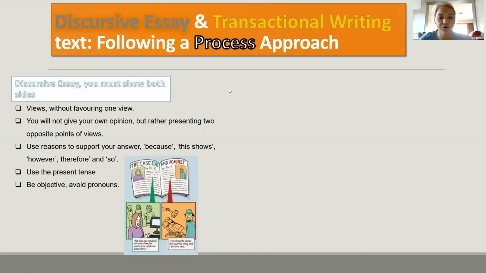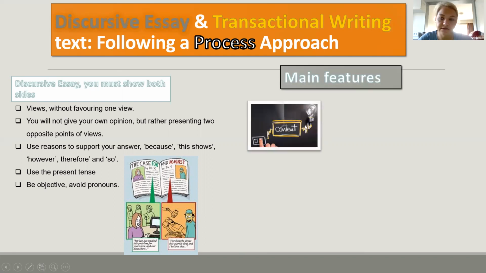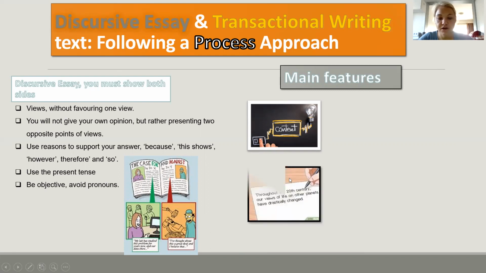Okay, so the case for and against, and then the main features that will be in a discursive essay is your content. So your content will need to be really good to support your ideas, and creative. Then you need to have a very good introduction. Throughout the 20th century, our views of life on other planets have drastically changed, but you can change that maybe: our views of life have drastically changed right now during this time and how we do things.